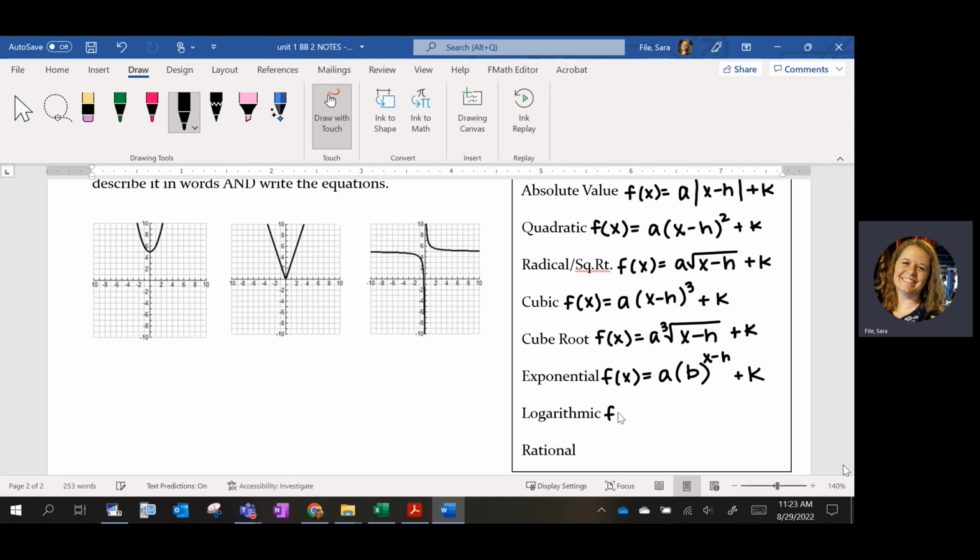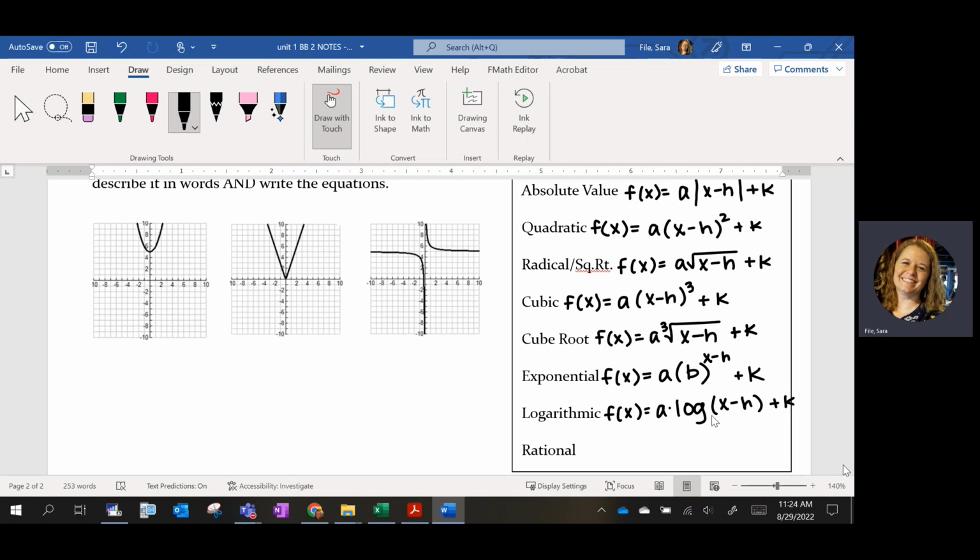All right, logarithmic. Inside the function means what you're taking the log of. So we're going to multiply by a, and then you're going to take the log of, and we use parentheses because anytime you have something with the x, we'll use parentheses. So the x minus h, and then the plus k is outside those parentheses. So you're not taking the log of the plus k, you're only taking the log of what's in parentheses here.